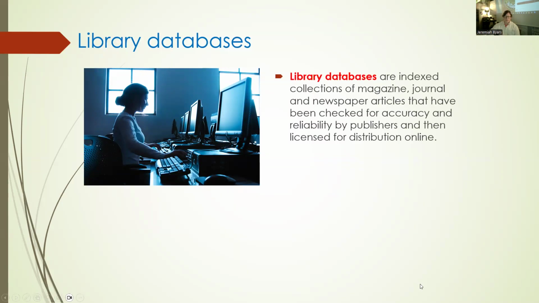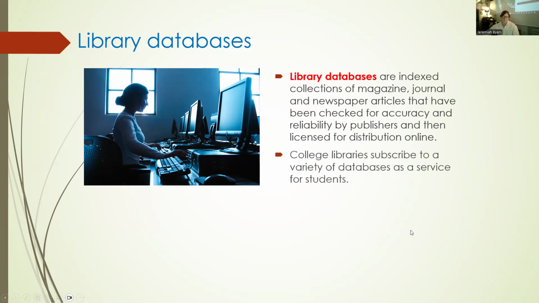Anything pulled from Galileo is pretty much considered to be reliable. Library databases are indexed collections of magazine, journal, and newspaper articles that have been checked for accuracy and reliability by publishers and then licensed for distribution online. And so you have access to the college library.